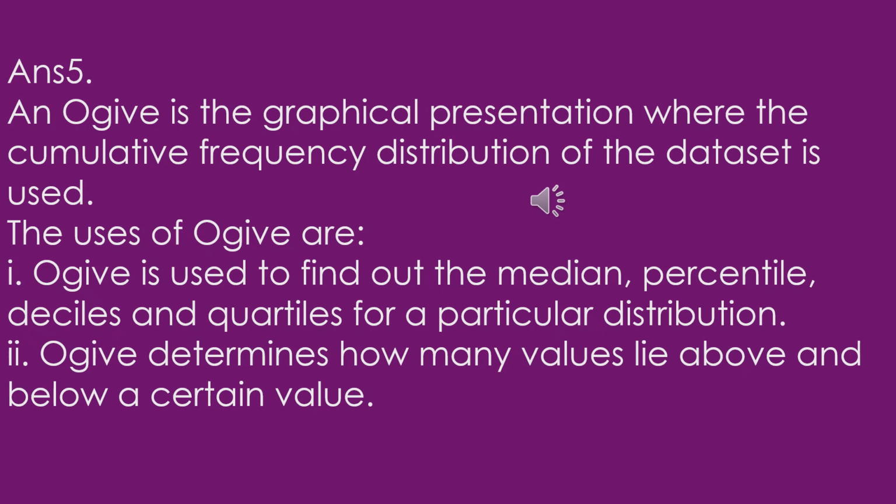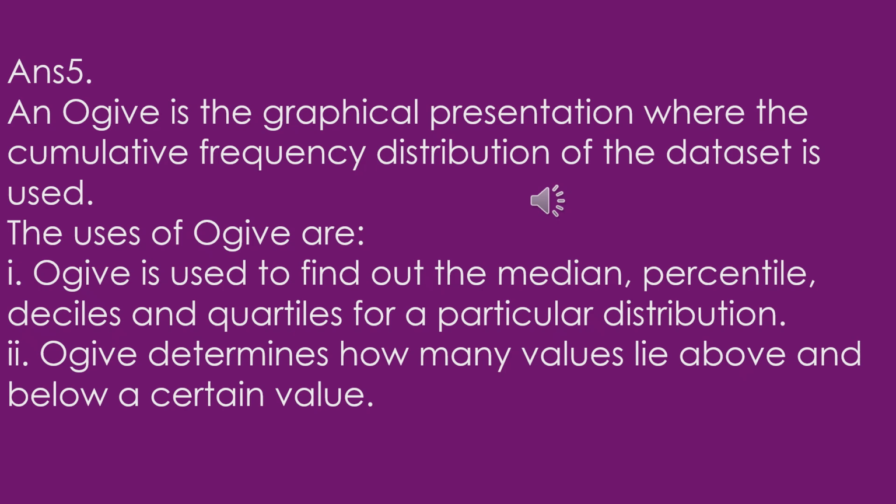The fifth answer is for what is an ogive and what are its uses. An ogive is a graphical presentation where the cumulative frequency distribution of the dataset is used. So an ogive is a graphical presentation from the cumulative frequency distribution of the dataset, and we know that cumulative frequency can be found from the frequency of the dataset.